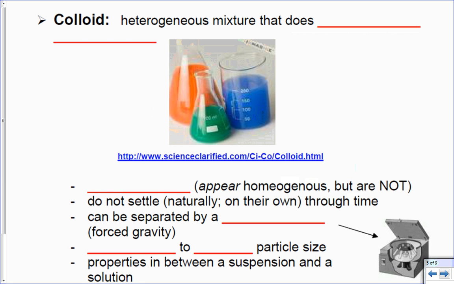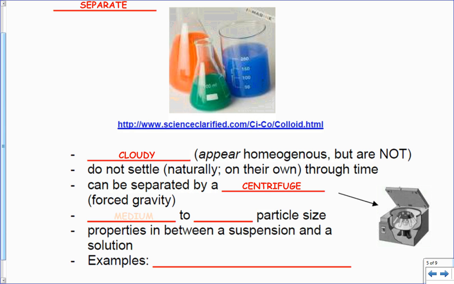Okay. Next one is one that's tough to remember. It's called a colloid. A colloid is not clearly separate, but it does look like a solution at first, and we have to do some special tests to find out that it's not. It could be cloudy. Okay. I need to use basically a centrifuge to separate the stuff out. All right. The particle size is going to be medium to small, and the properties in between a suspension and a solution. So think of blood or milk.